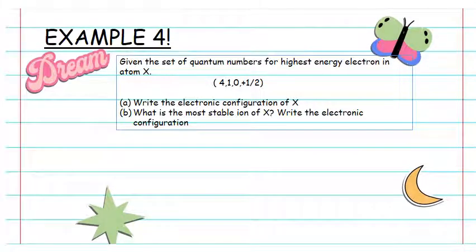Okay, let's see example 4. Given the set of quantum numbers for the highest energy electron in atom X is equal to 4, 1, 0, plus half. Write the electronic configuration of X. What is the most stable ion of X? Write the electronic configurations. So, macam mana kita nak tulis electronic configurations of atom X?